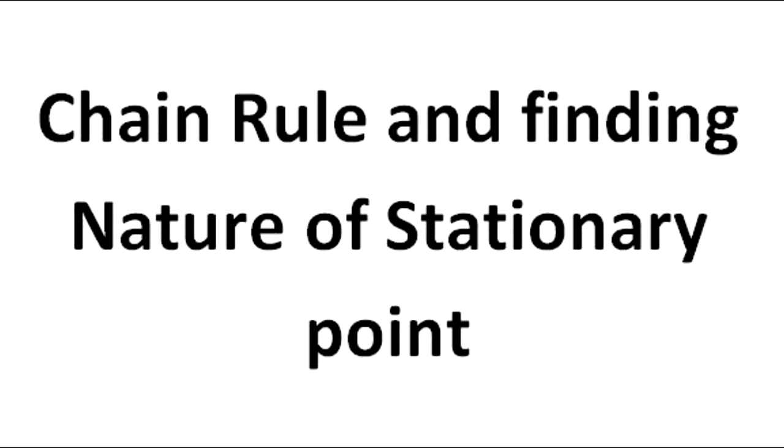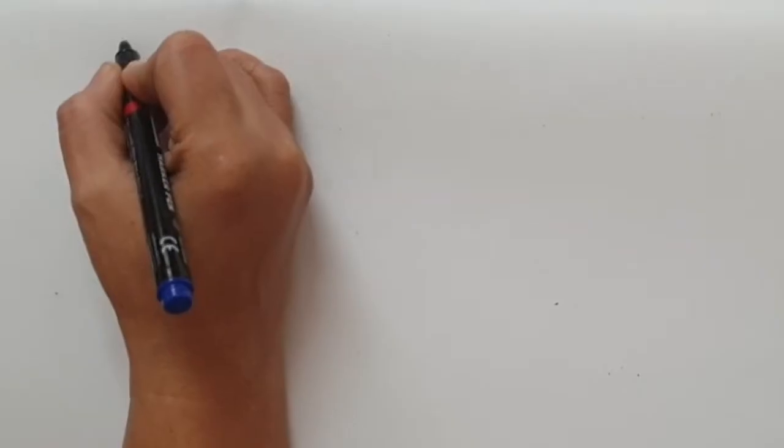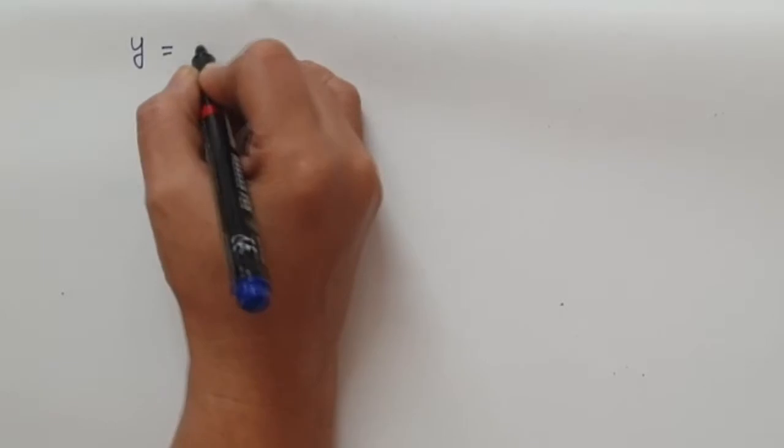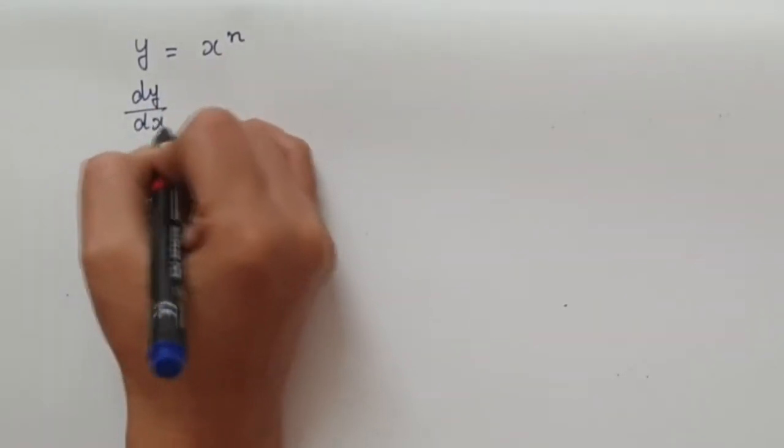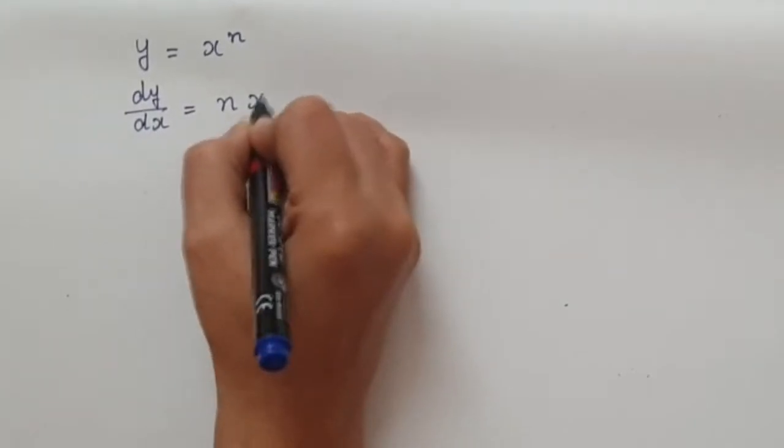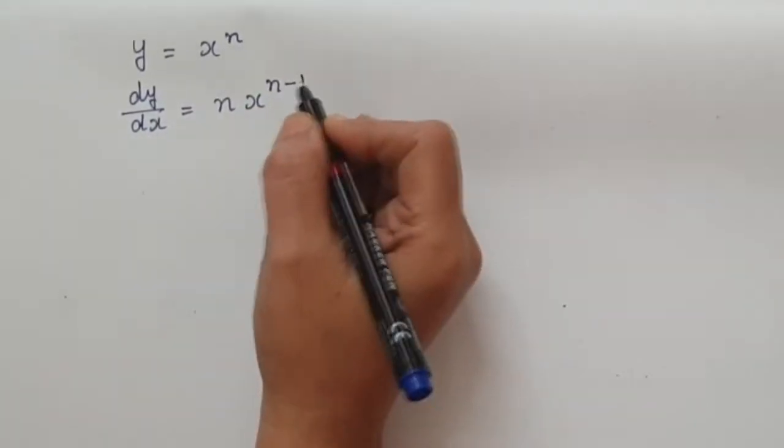Chain rule and finding the nature of the stationary point. In differentiation, suppose y equals x to the power of n, then dy over dx will be equal to nx to the power n minus 1.